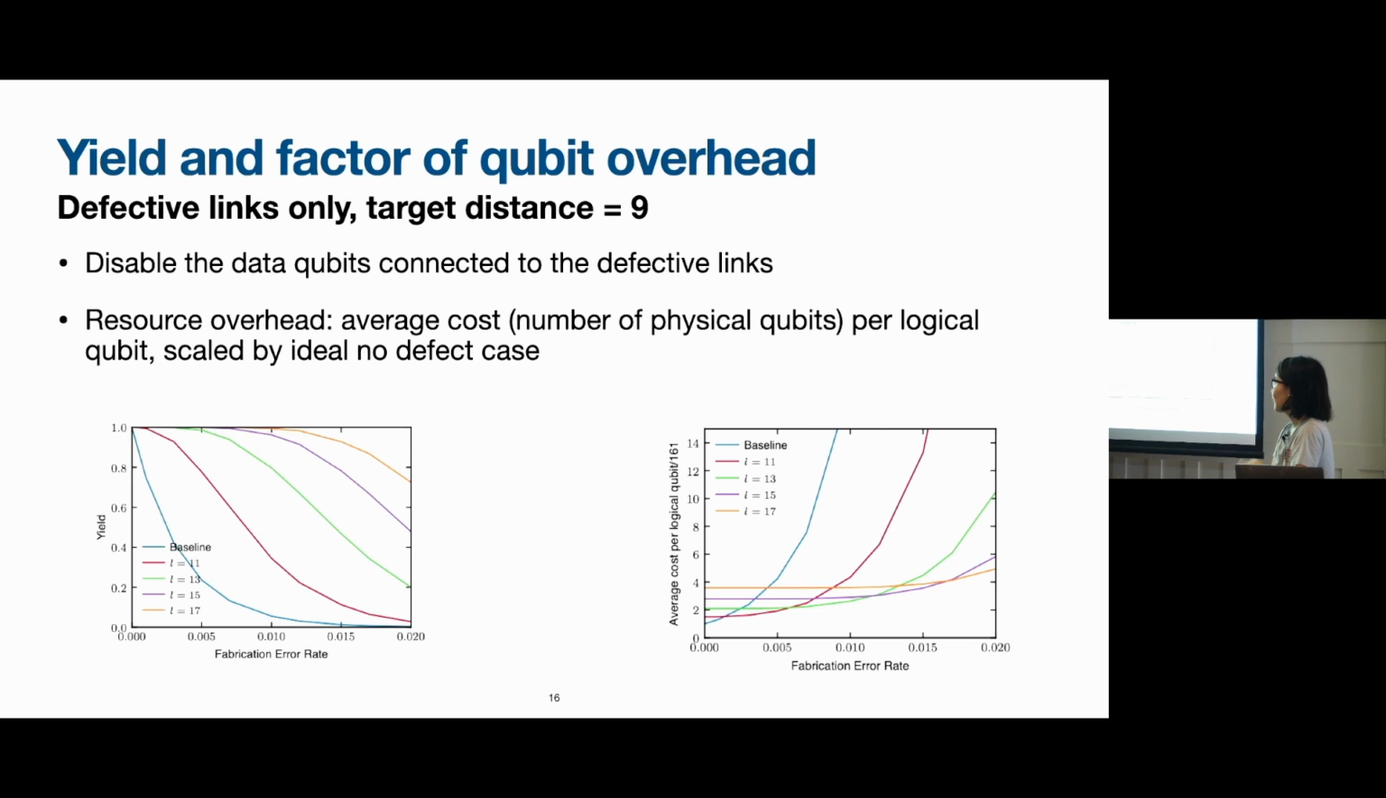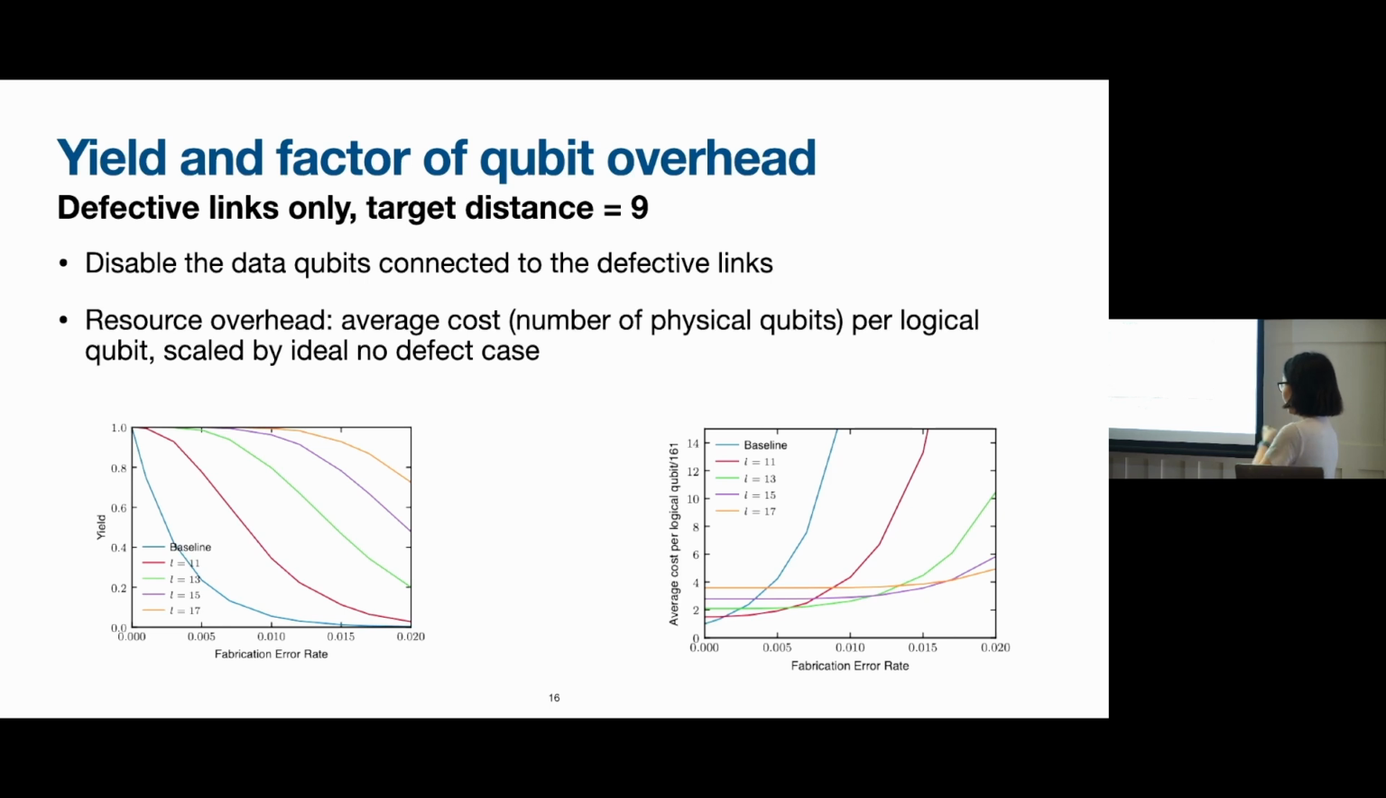So here are some results for the yield and the factor of qubit overhead. In this case, we only have defective links. We define the resource overhead to be the average cost in terms of the number of physical qubits per logical qubit, scaled by the ideal case in which you have no defects at all. We can see that the baseline with no tolerance of defects quickly drops as you increase the defect rate. But as you make the triplet larger and use the super stabilizers, it drops much slower.